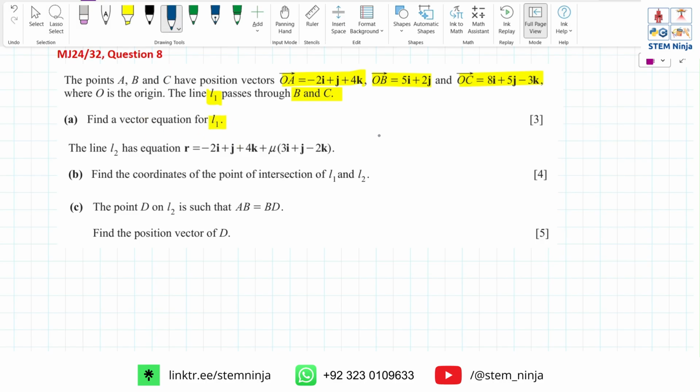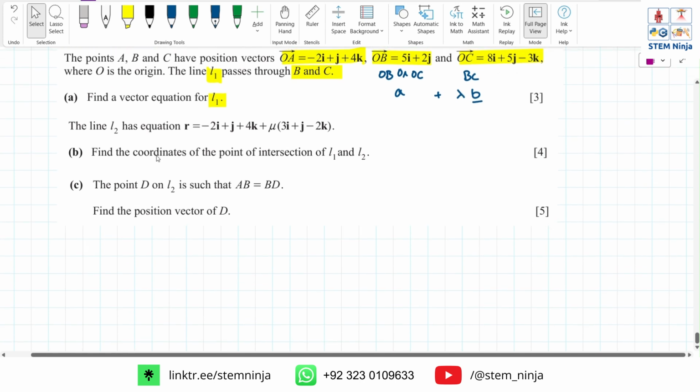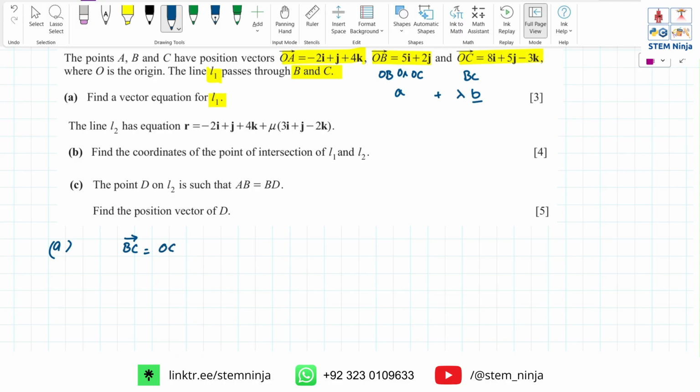All right. So what we need over here is either OB or OC for the A, which is the point on the line, plus the direction vector, for which we need BC. So that's what we simply need. So for part A, BC can be OC minus OB.